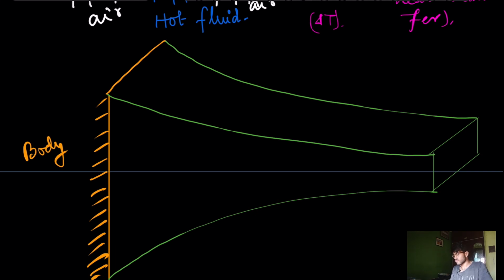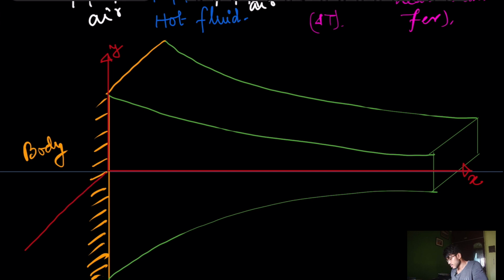First let us set the coordinate axes. In this direction I will have my x coordinate. In the perpendicular direction here I will have y, and in this direction I will have my z. And this is my origin.